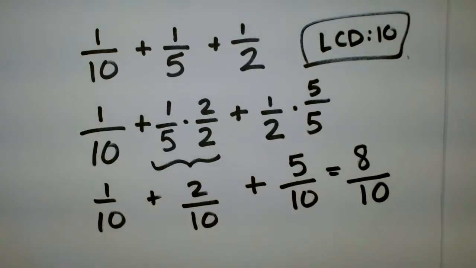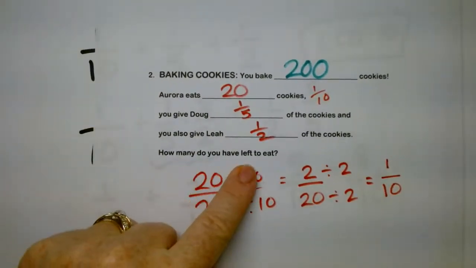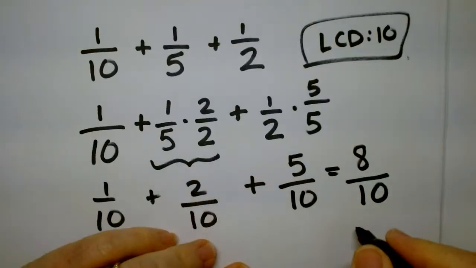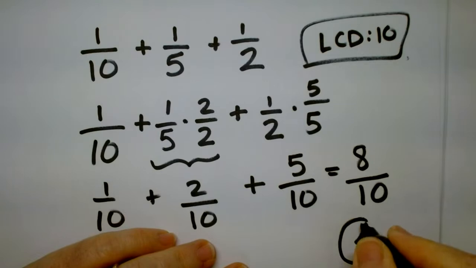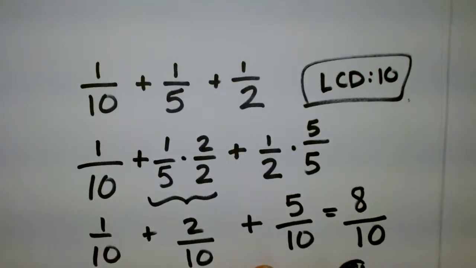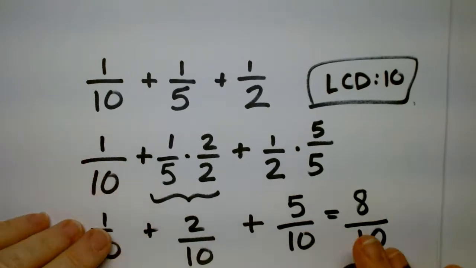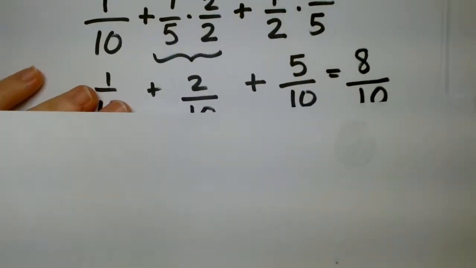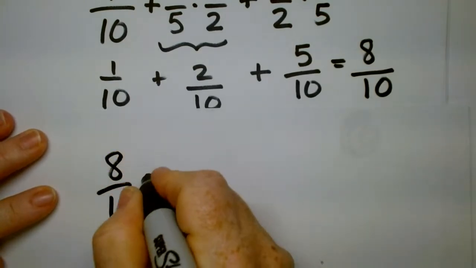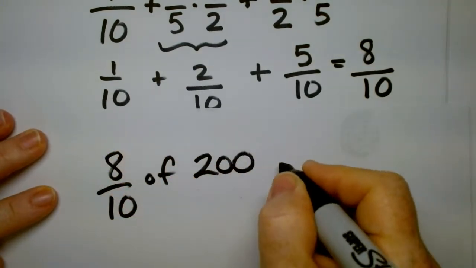But look here, it doesn't say what fraction is left. It says how many do you have left to eat. If you put down 8/10, that sounds like you have not a whole cookie, but like that much of it, right? That's not what we're saying here. So 8/10 is 8/10 of 200. So what we want to do is say this is 8 tenths of 200 cookies.